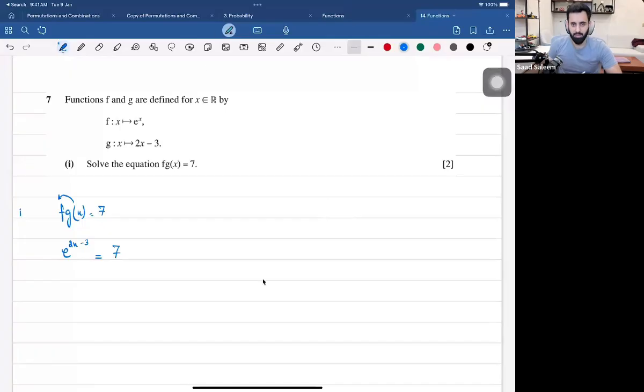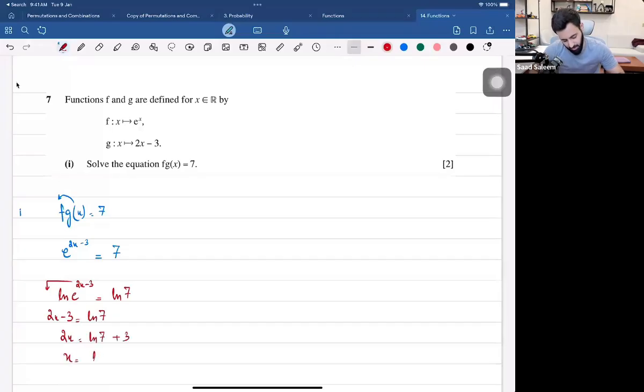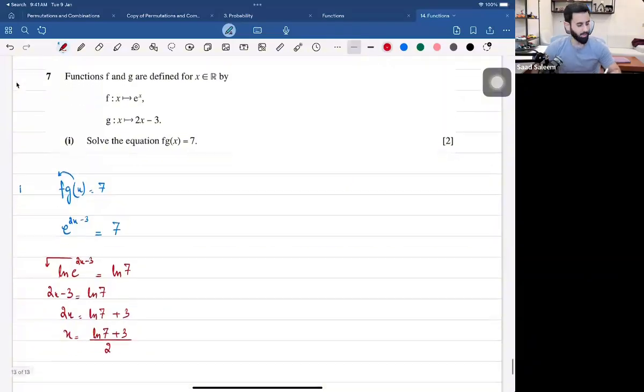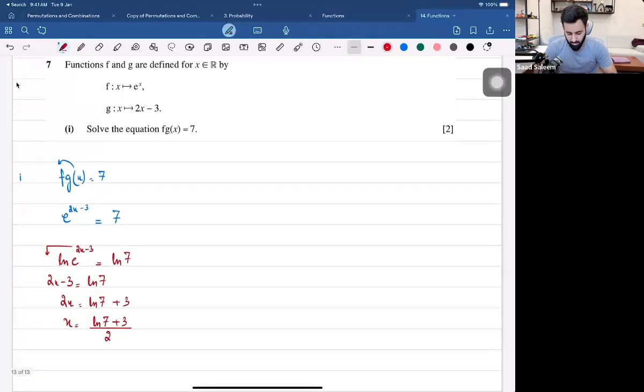How do I solve? That's correct. The only way to solve this is by taking ln on both sides. So let's do that. Let's take ln on both sides. So we have ln e raised to the power 2x minus 3, which is equal to ln 7. 2x minus 3 gets multiplied. Ln e is equal to 1. So that's ln 7. Now keep x as it is till you get to the very end. So 2x is equal to ln 7 plus 3, which means x is equal to ln 7 plus 3 divided by 2. Now work this out and give the final answer correct to 3 significant figures.